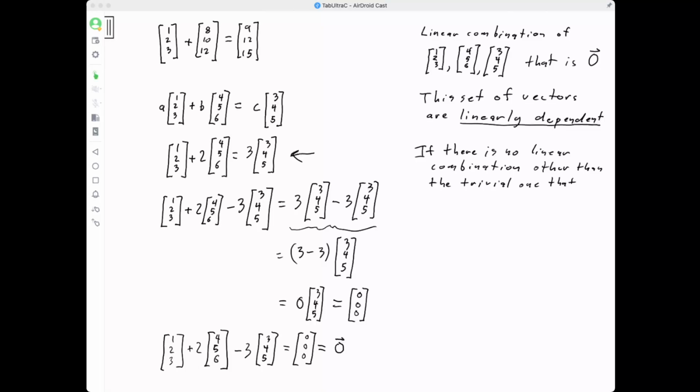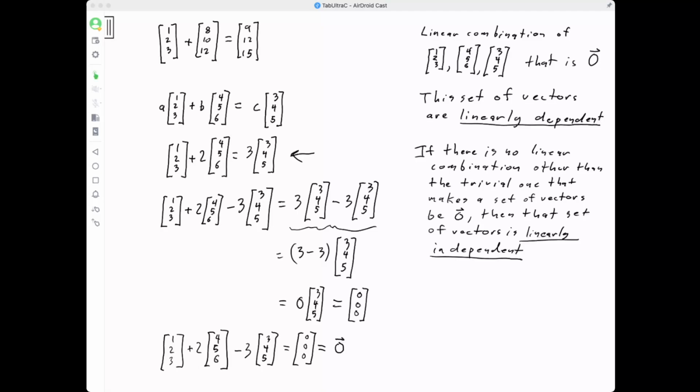that makes a set of vectors be the 0 vector, then that set of vectors is linearly independent. So it's linearly dependent if you can find a way to combine them without just zeroing them out and get the 0 vector, or linearly independent if you can't.